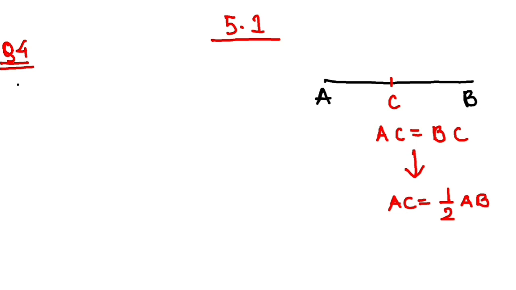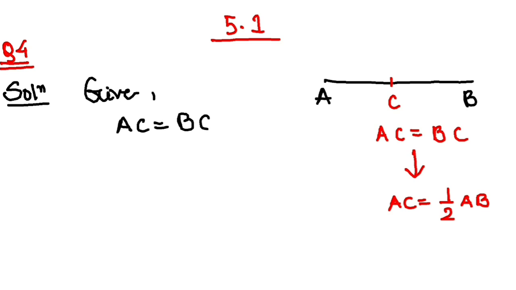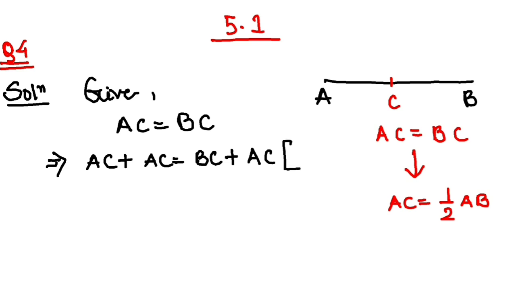Alright, the solution. Now what is given to you? AC equal to BC, right? So what I'll do now, I'll add AC to both sides. Now do you remember axiom 2? Axiom 2, look at the list of axioms. Axiom 2 says if equals are added to the equals, then wholes are equal. So if I add AC to both sides, then it is fine.